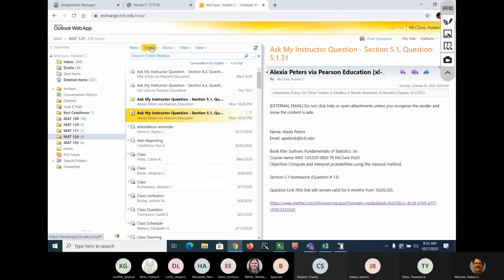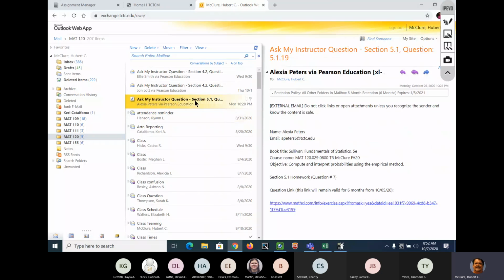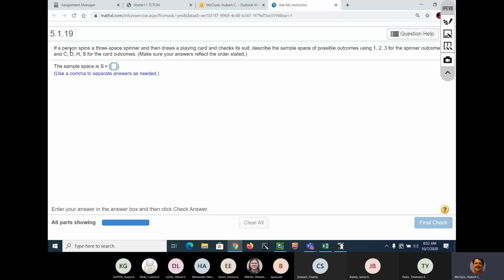Next, 5.1, 19/7. A person spins a 3-space spinner. So I'm just going to draw a 3-space spinner.